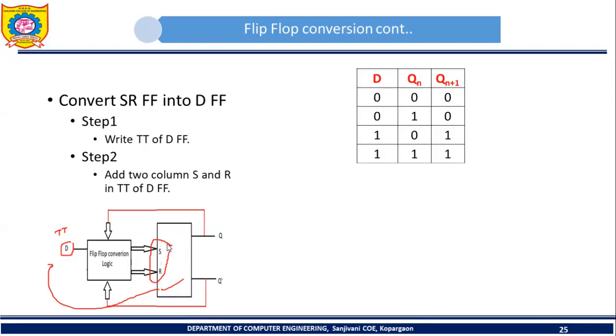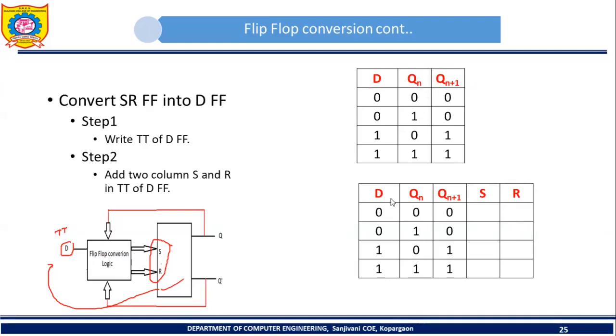we have been given an SR flip-flop. That's why we have to add these two columns. Now see, this table will become like this. So I have just modified this truth table. I have added two more columns, one is S and the second one is R.